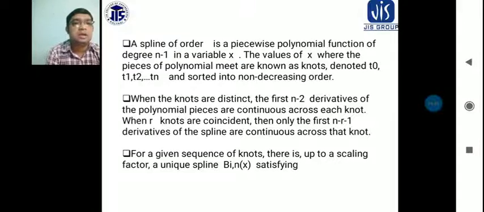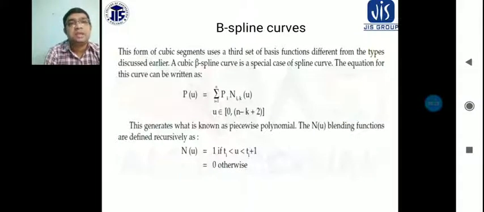When the knots are distinct, the first n minus 2 derivatives of the polynomial pieces are continuous across the knots. When r knots are coincident, then only the first n minus r minus 1 derivatives of the spline are continuous across that knot. For a given sequence of knots, there is, up to a scaling factor, a unique spline satisfying this. Here you can see the B-spline curves.